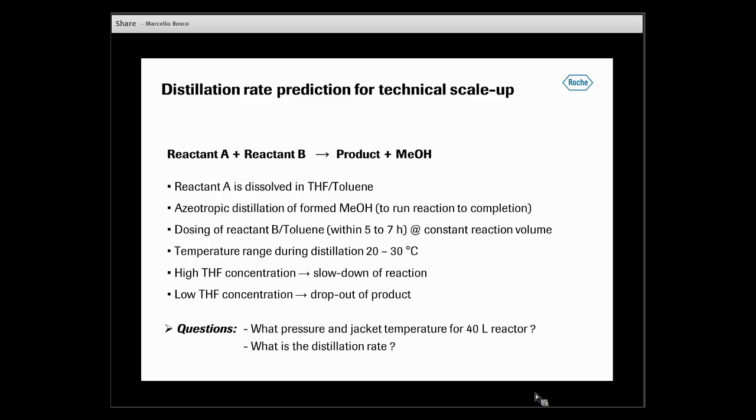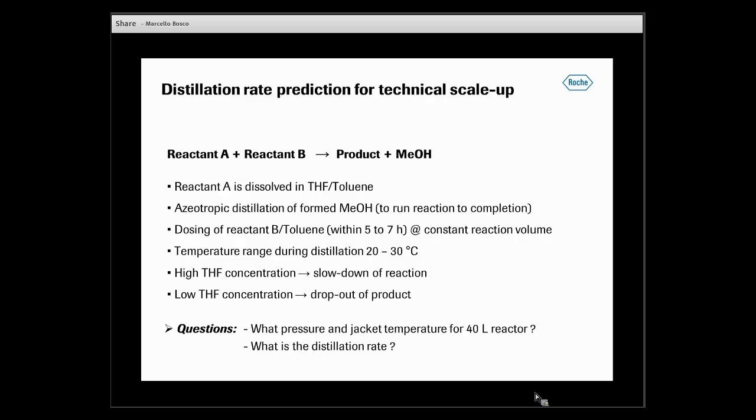And one of the reasons is that high THF concentration. One of the reasons why we are doing this distillation is that high THF concentration slows down the reaction, and low THF concentration would cause a drop out of the product itself. So there was the question, somehow a simple question, but not so easy to answer.